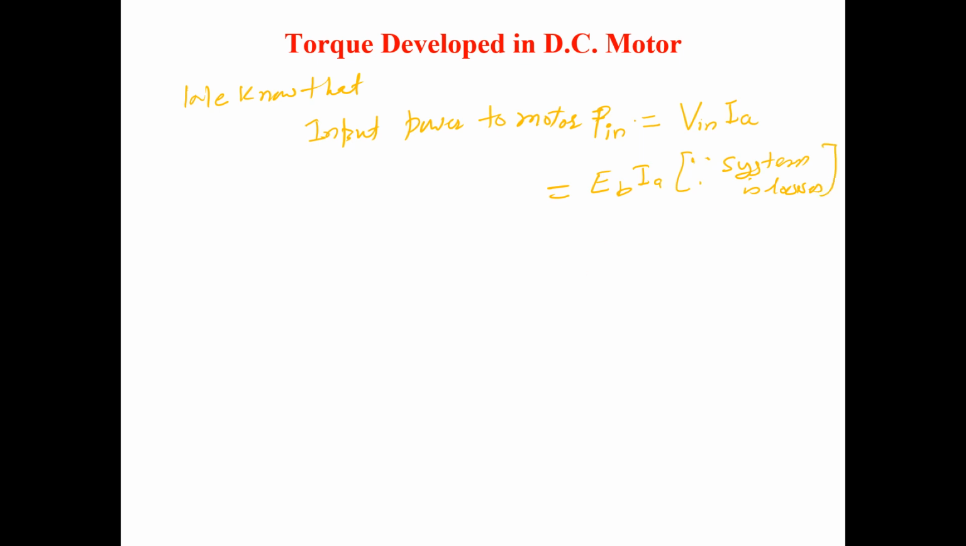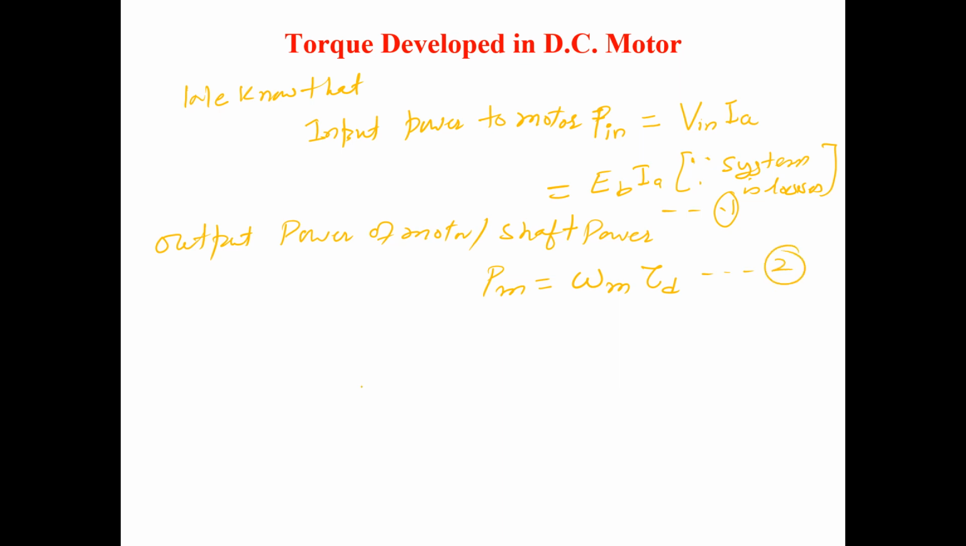जितनी power हमने दी है V in किसके बराबर है, EB के बराबर है. This will be taken as equation 1. This will be input power to motor. Then what will be the output power of motor? This is the shaft power, जो हमें shaft में मिली. It is mechanical power. We can say that P mechanical is equal to omega M into torque developed in the motor.